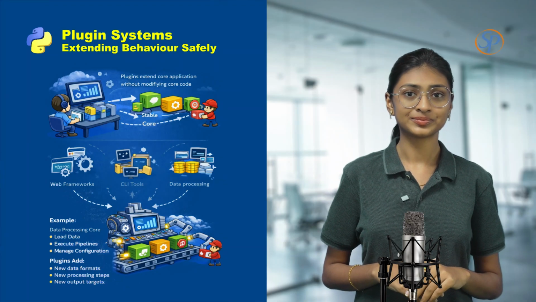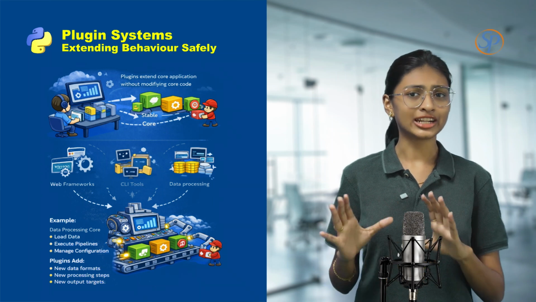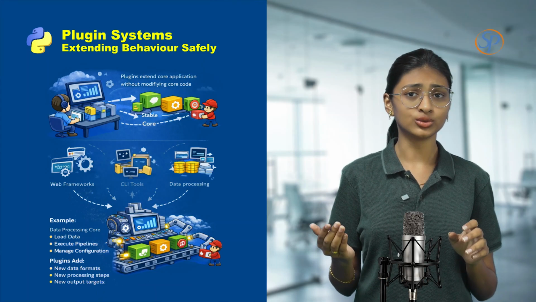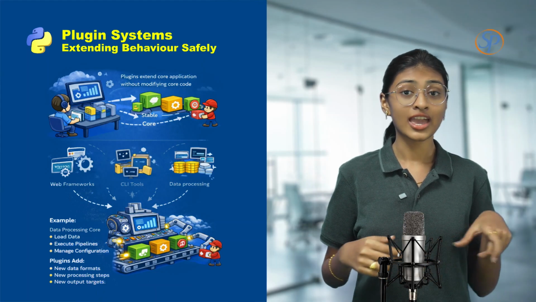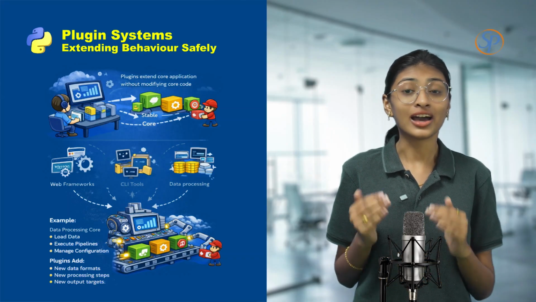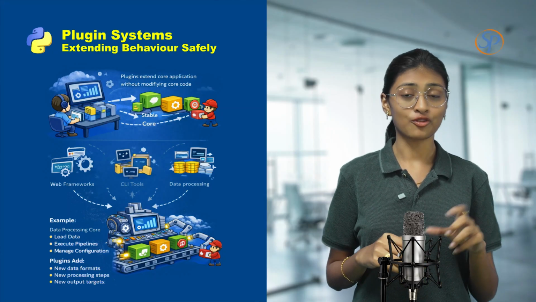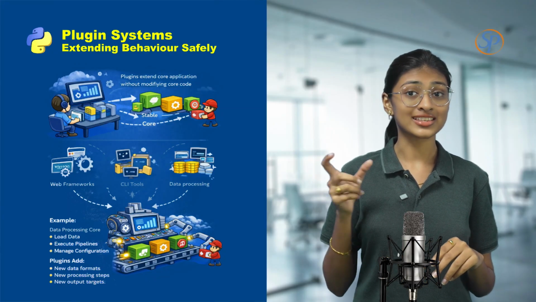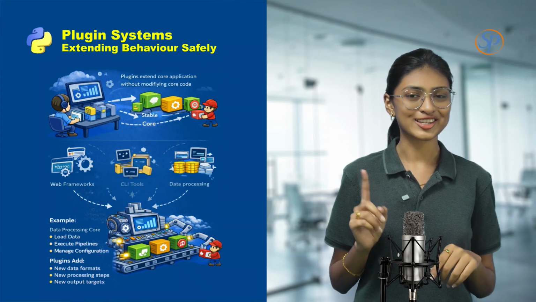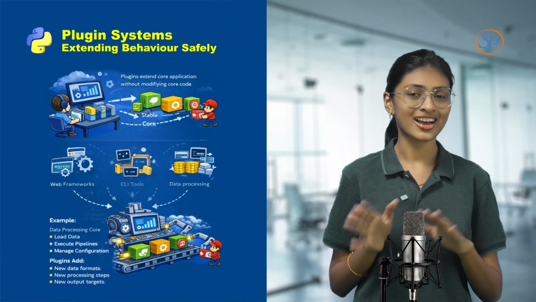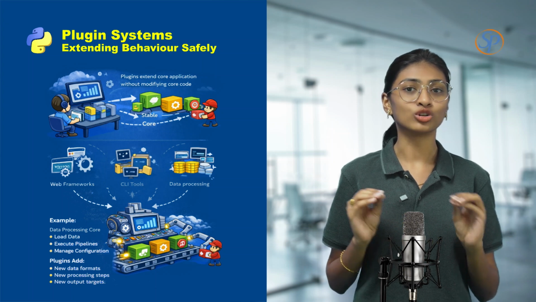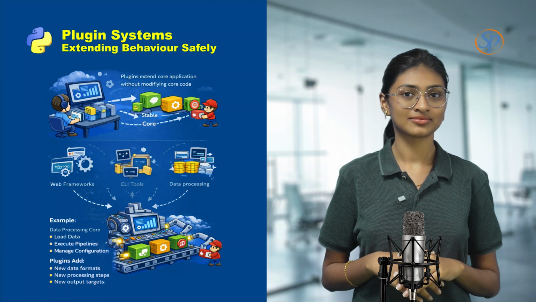For example, imagine a data processing tool. The core tool knows how to load data, execute pipelines, and manage configuration. Plugins add new data formats, new processing steps, and new output targets. The core does not change. Only plugins are added. This makes the system scalable in both features and teams.